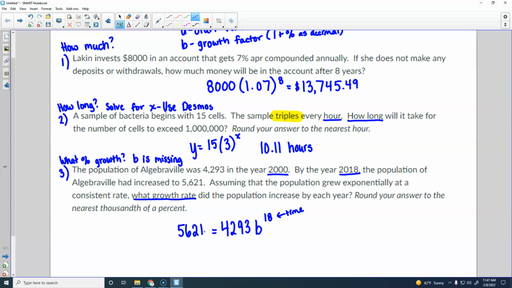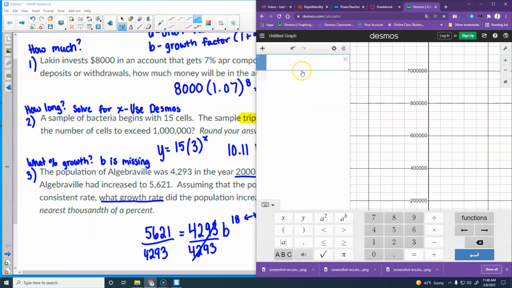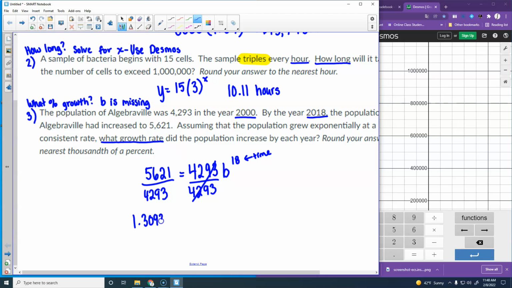Okay, so to solve this, we first have to get rid of that 4,293. So we're going to divide it on both sides. You can just use your regular calculator for this if you want. You don't have to use Desmos, just whatever you prefer. Since I've already got Desmos pulled up here, I'm going to use it. So I'm getting 1.3093407, and that's going to equal b to the 18th power.